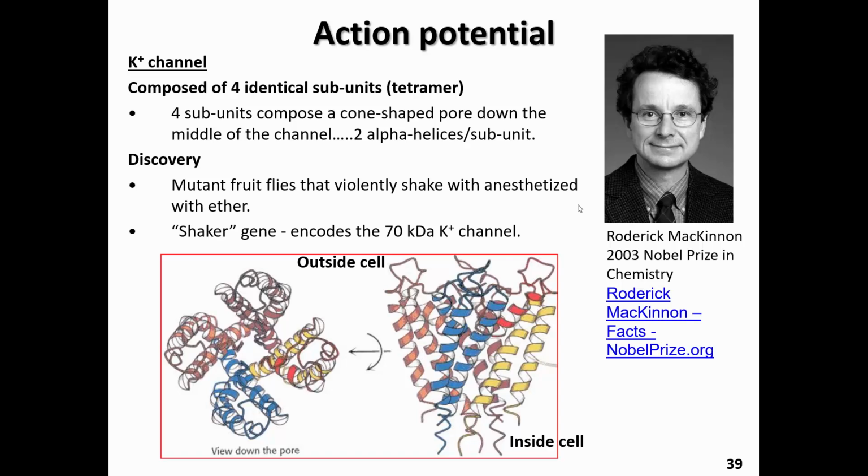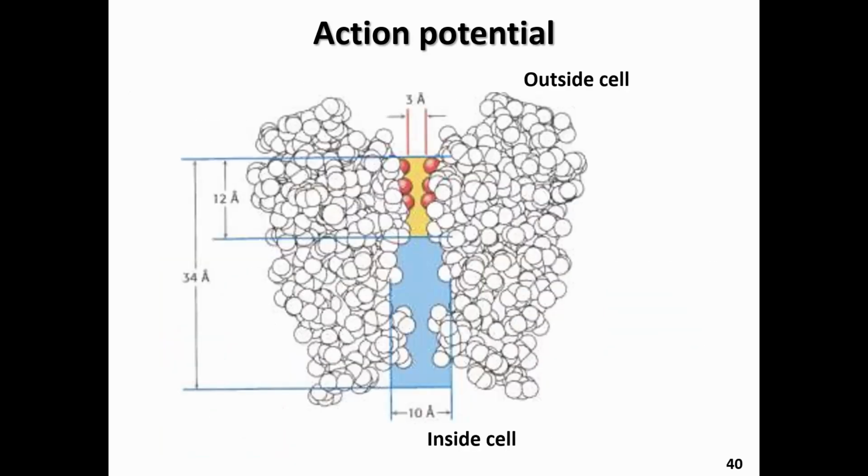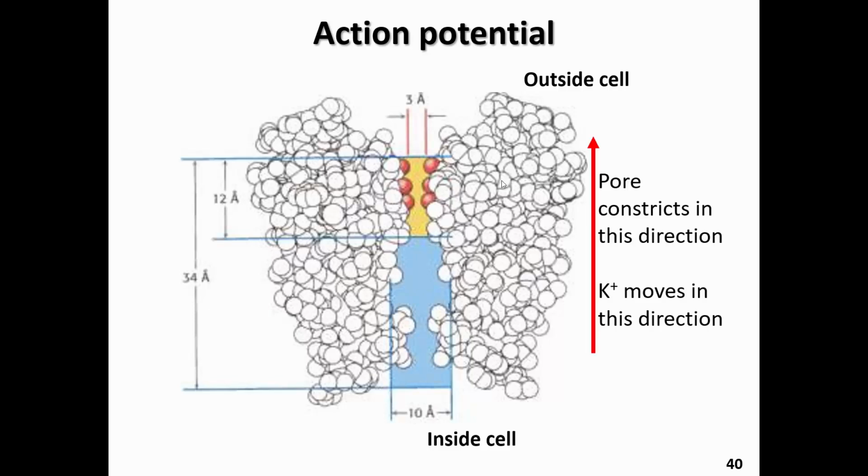And one last point here is that Roderick McKinnon is the scientist credited with this discovery of the shaker gene, and as a result was able to provide a detailed description of the structure of the potassium channel. We take a closer look at the potassium channel.